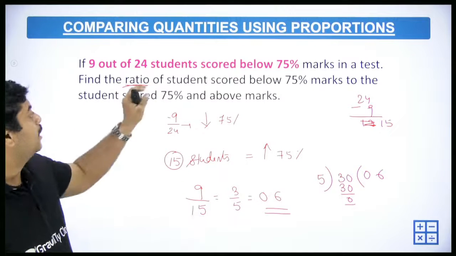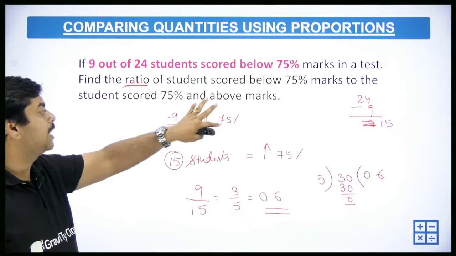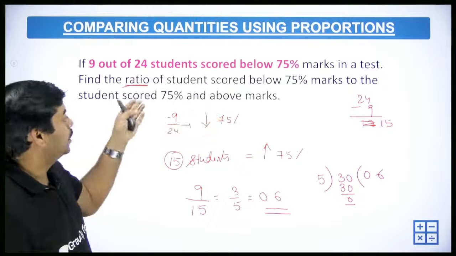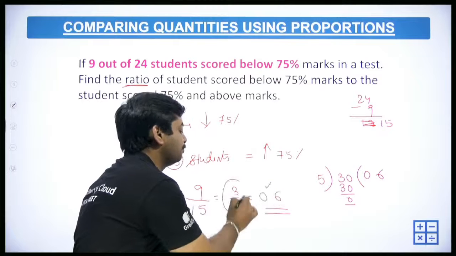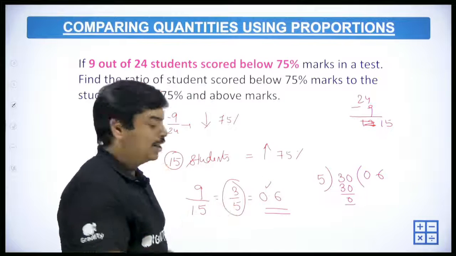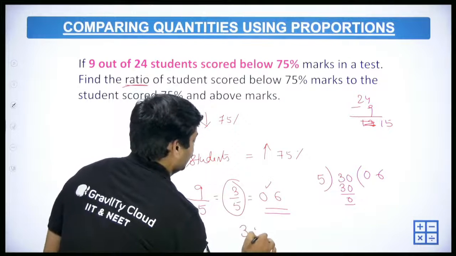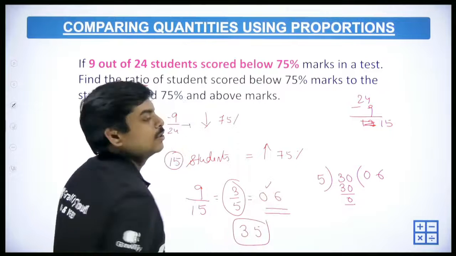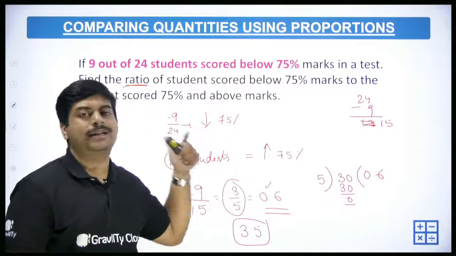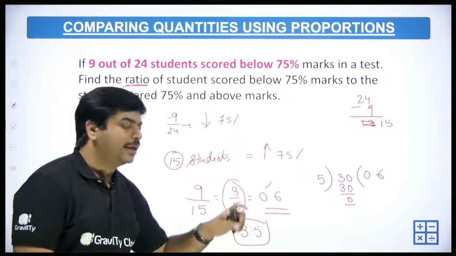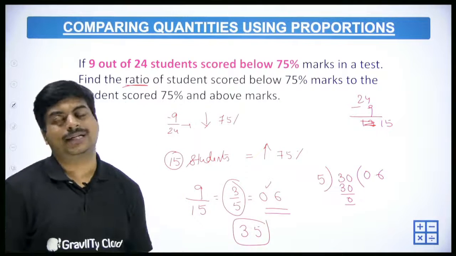So the ratio of students who scored below 75% to the students who scored above 75% is 0.6, or you can say 3 by 5. Or as it is asked as a ratio, the final answer you can write as 3:5. The ratio is 3:5. This is the same value represented as a fraction and decimal, but as it is asked as a ratio, just write it as 3:5. All three answers are correct.